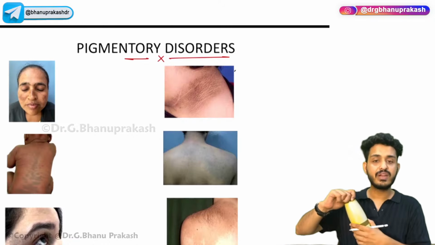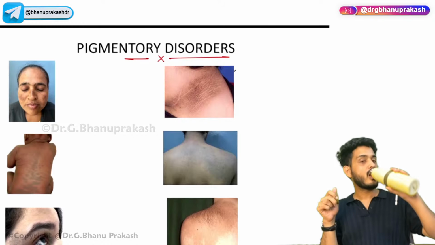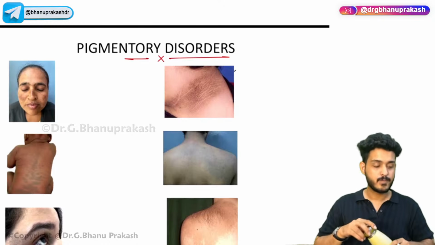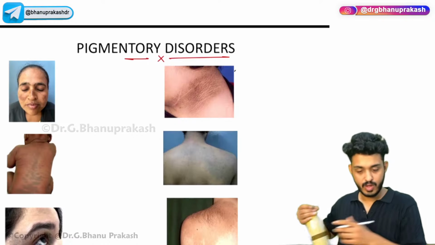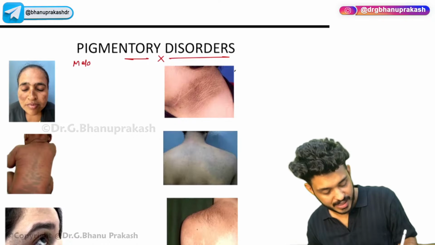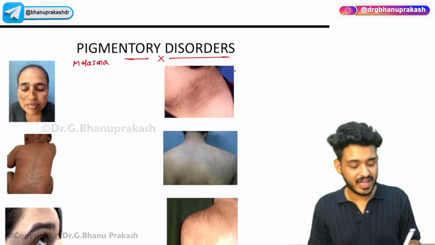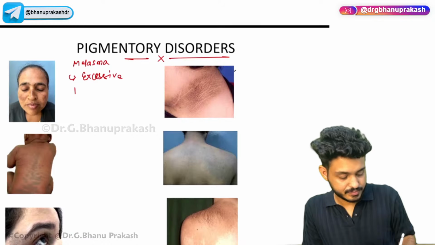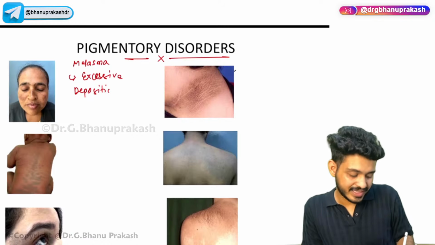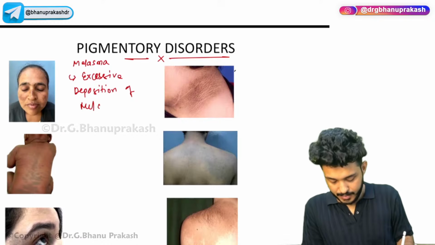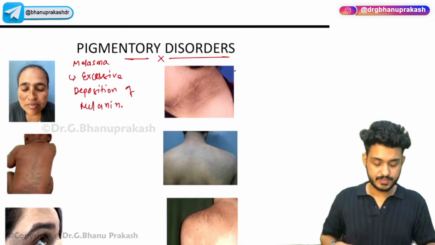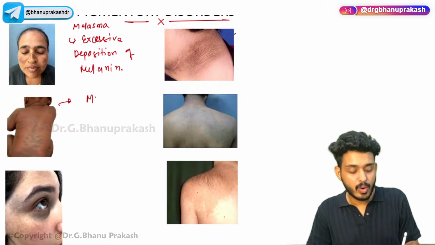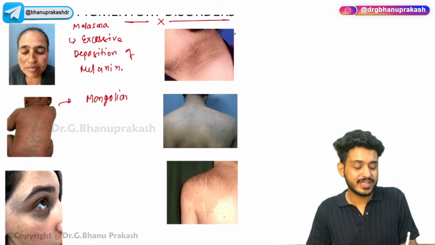First one, try to identify what this condition is. Very good, guys. That is your melasma, and melasma is due to excessive deposition of melanin. Very good, guys. Second one. Which spot is this? This is your Mongolian spot, guys. This is your Mongolian spot.